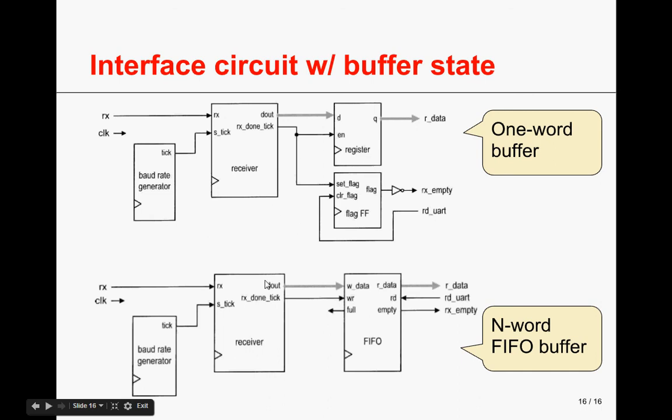Finally, we have a representation here for two slightly more sophisticated interface circuits. In this case, they both offer buffer space. In this case, there's only one word buffer, so it's a single register that enables the storage of the word that has just been received. In this case, it is possible that a new word starts to be received before the one that has just been received is read. Overrun will only take place if the second word is completely received before the first word was read.